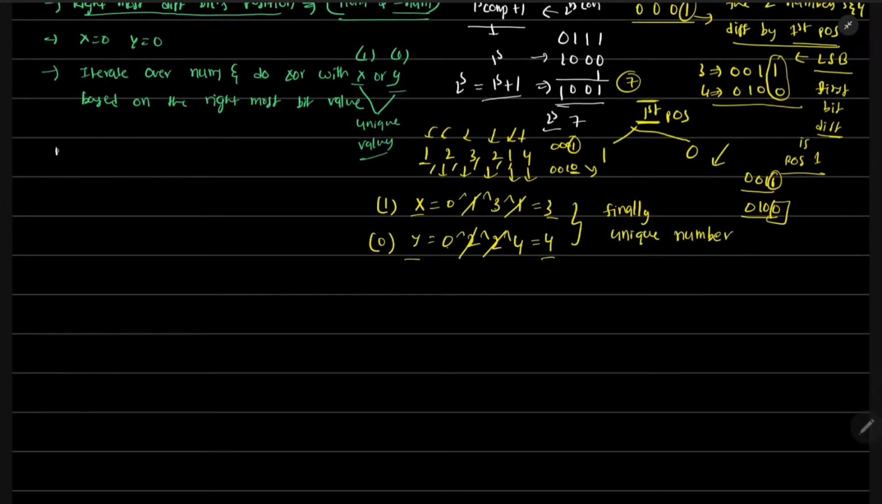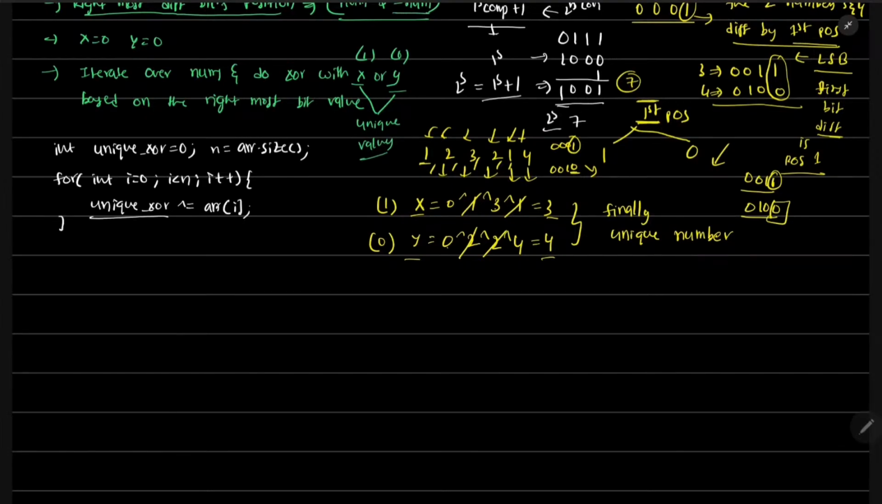I'm taking an integer, uniqueXOR equal to 0. I'll take the for loop: int i equal to 0, i less than n. So n is nothing but array.size() in C++, and i++. So I'll do XOR with all elements, right? So uniqueXOR ^= array[i]. So this will have the XOR of all values. The first step is completed.